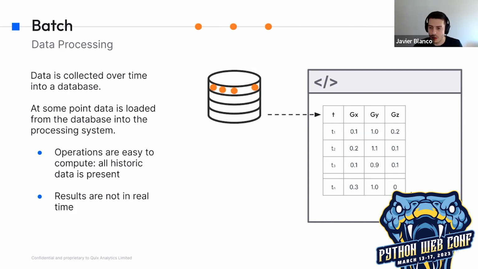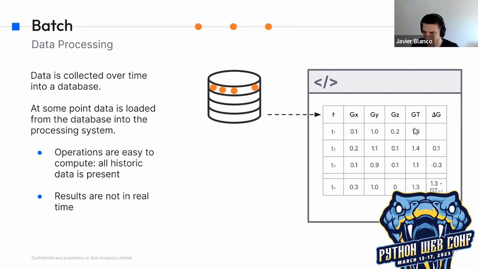And with a table like that, we can do operations, and this is the way we are used to doing it. Like, I could calculate total G forces as the absolute sum of the x-axis forces, y-axis forces, and z-axis forces, for instance. Or we could do operations that require information from other rows. Like here, we are calculating the delta total G forces by doing current G forces minus the previous one, right? Nothing new in here. This is the way we are used to working, and this is batch.